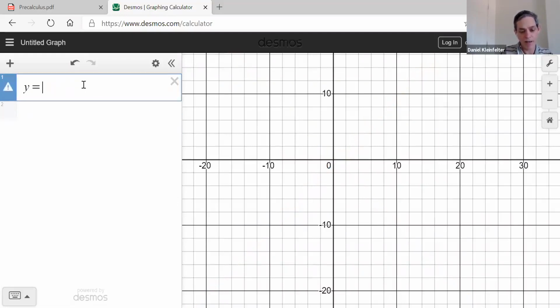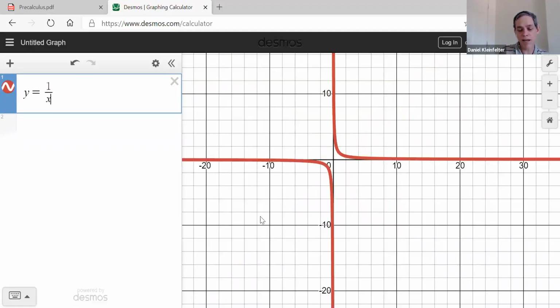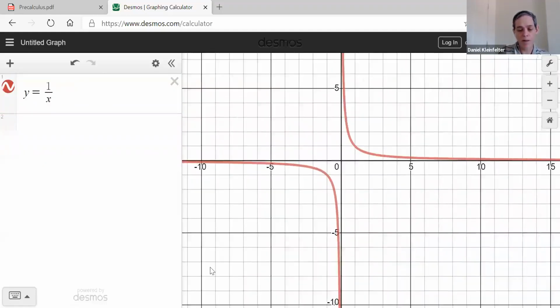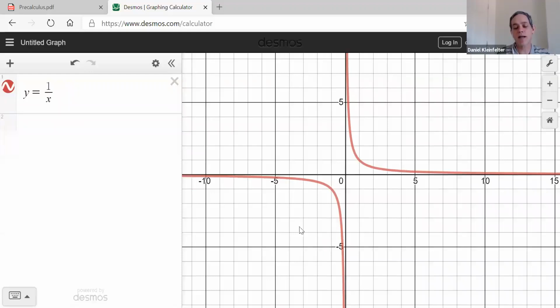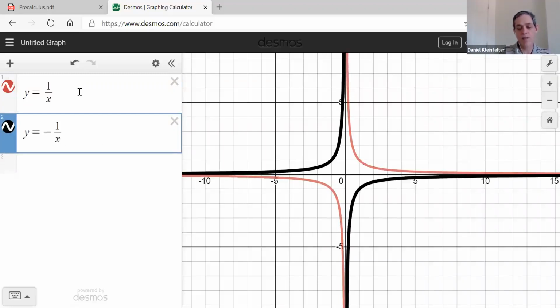Let's take the graph of 1 over x, our reciprocal graph. Okay, so this is the graph of 1 over x. It's undefined at 0, right? Let's take and make the graph of y equals minus 1 over x. All right, so that's reflected across the y-axis. You could also look at it as being reflected across the x-axis as well.